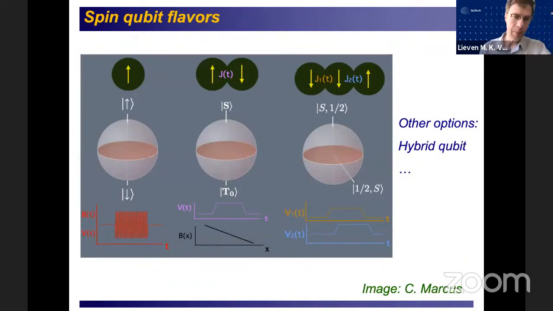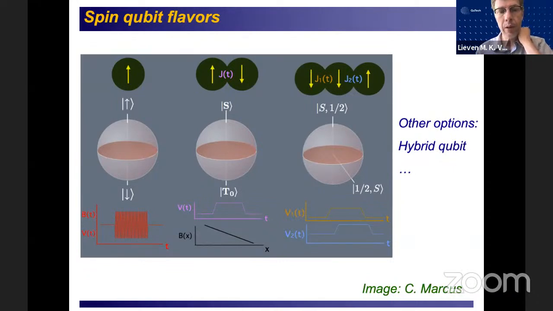I do want to briefly mention that in addition to the approach where a single electron spin encodes a qubit, there has also been work encoding a qubit into the collective state of two spins, the singlet and one of the triplets. And also in the collective state of three spins, actually some beautiful work at ETH, for instance. Collective state of three spins.